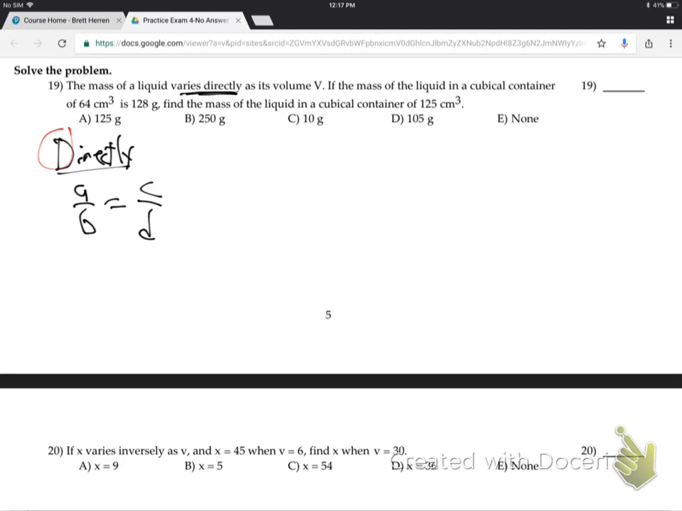Okay, so where are we at? What are we going to divide? It's the mass varies directly as volume. So M over V is, the mass is 64. That's confusing. The mass of 64 goes on the bottom, and 128 goes in the top. That's tricky, the way they did that.